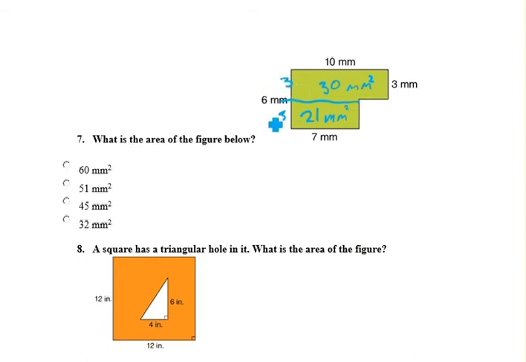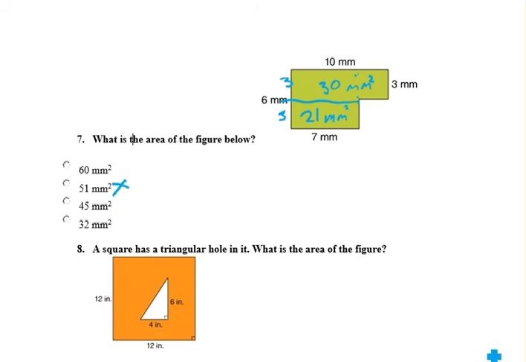And we could also divide it this way and make 6 by 7, 42, and then we would have had a little 3 by 3, and that would have been 9. So either one, we come up with 51 millimeters squared. So whether you did it this way or this way, you'd always get the same answer.